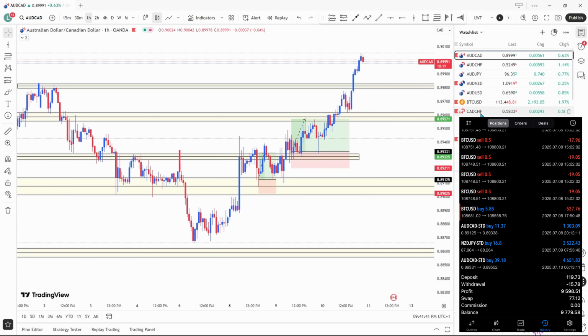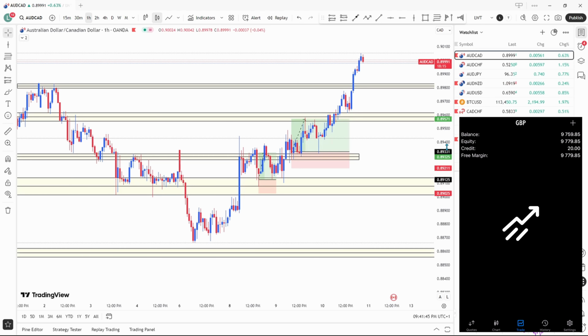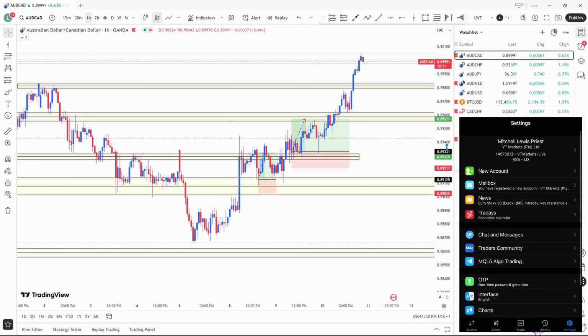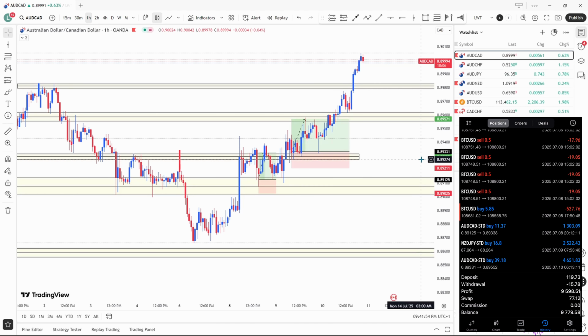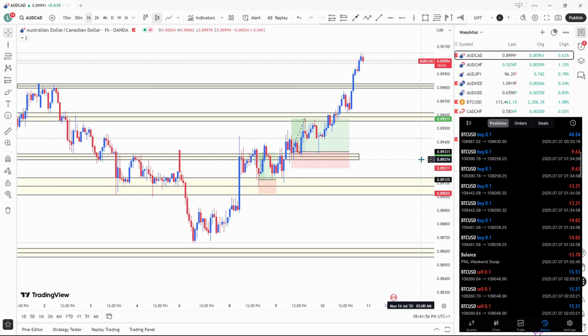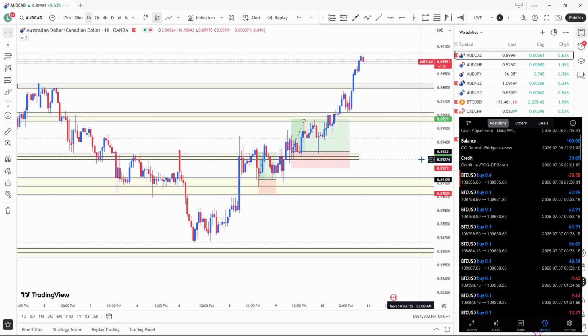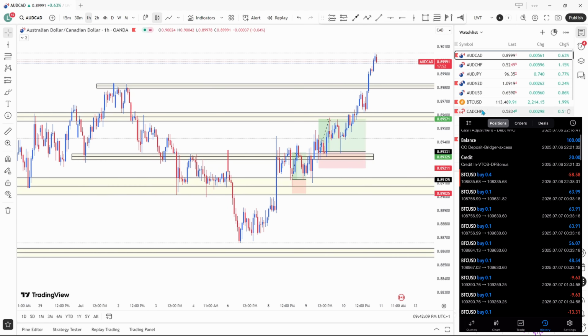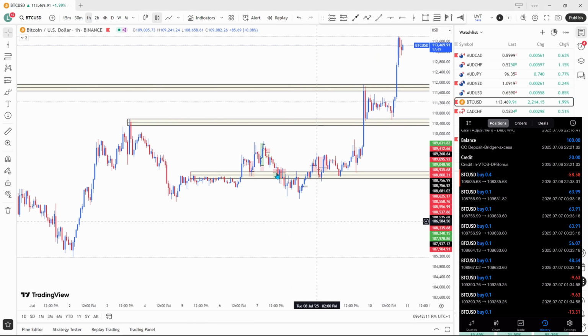Going here, you can obviously see just under £10,000, and it is a live account. So running over the history, let's go back. There you can see the £100 deposit. Obviously you get a little deposit bonus, so that was £20. So let me go to Bitcoin US dollar.